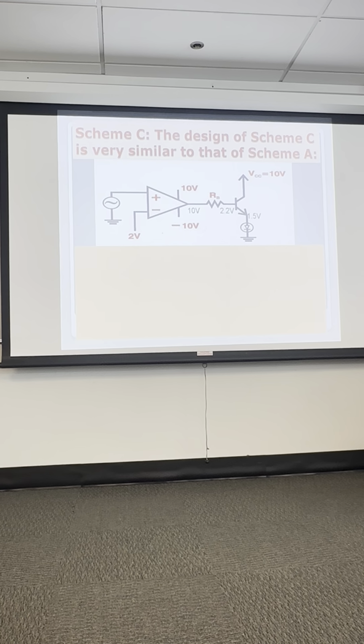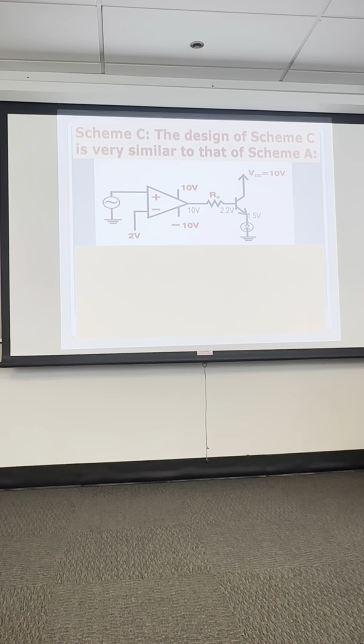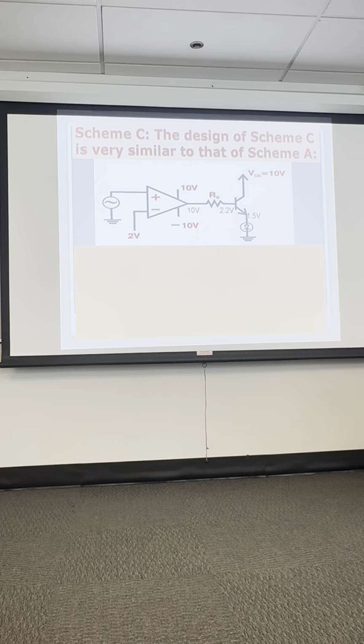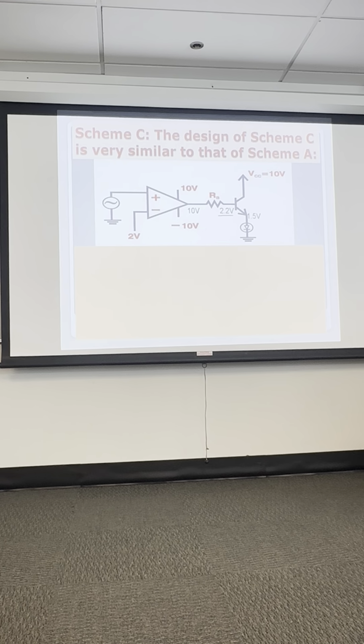Now this second version, we put an LED in the emitter for no real obvious reason here. And we're still going to have a base resistor here. So when the 10 volts appears on the output of the op-amp, how do we get 2.2 volts on the base of the BJT?